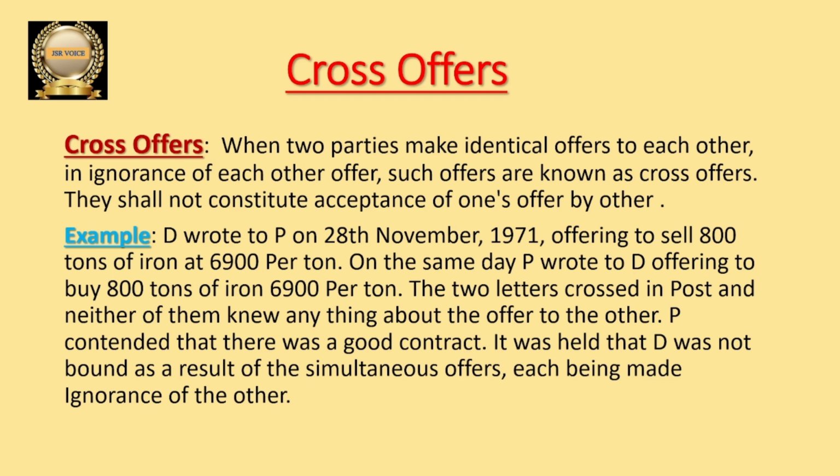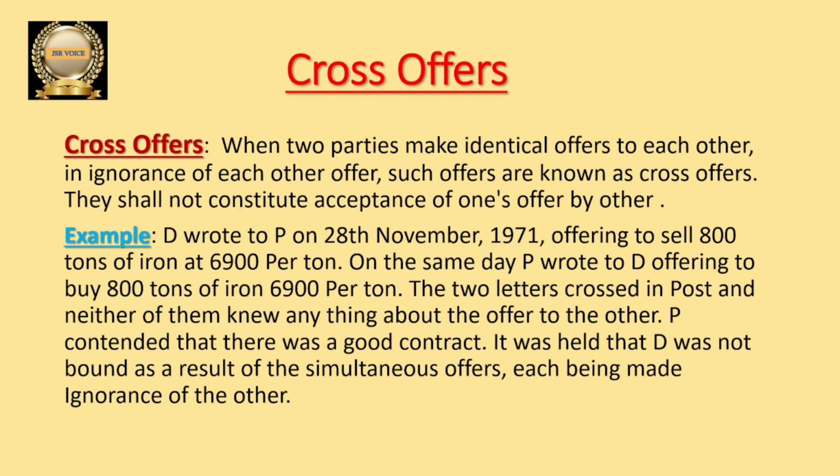D is one person. He wrote to P on 28th November 1971 that D is offering to sell 800 tons of iron at 6,900 per ton. So D wanted to sell to P, and he is offering to sell 800 tons of iron at 6,900 per ton. On the same day, P, who does not know about D's offer, also wrote to D, offering that he wants to buy 800 tons of iron for 6,900 per ton. Same offer. If you observe, the same lines are there.